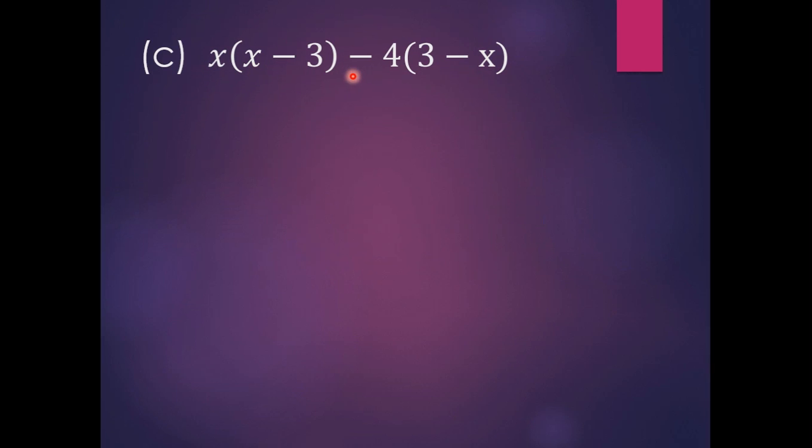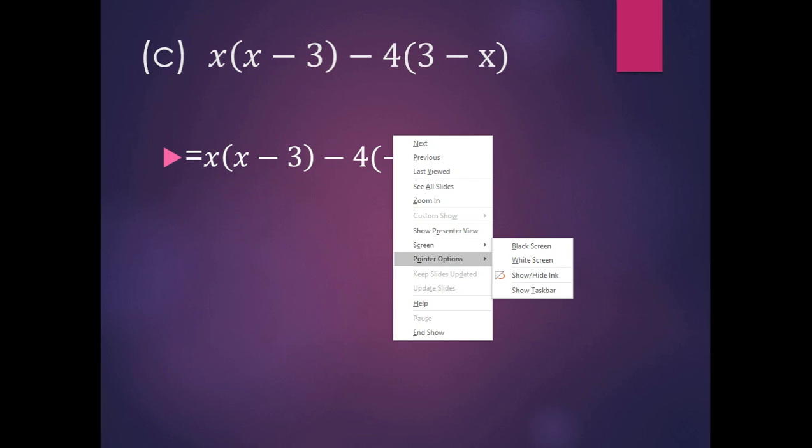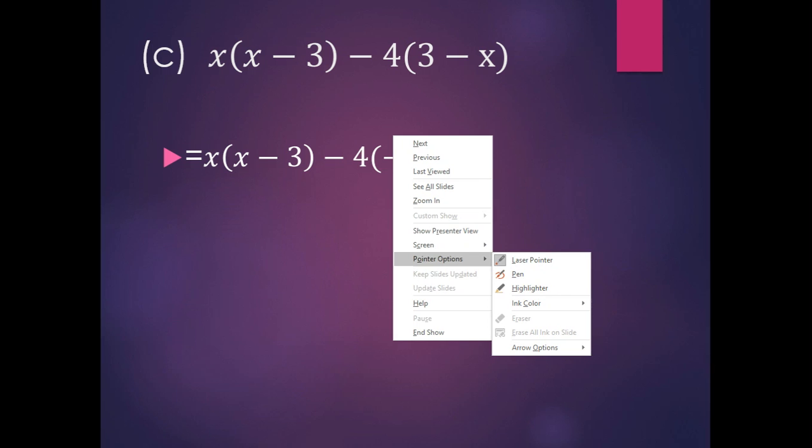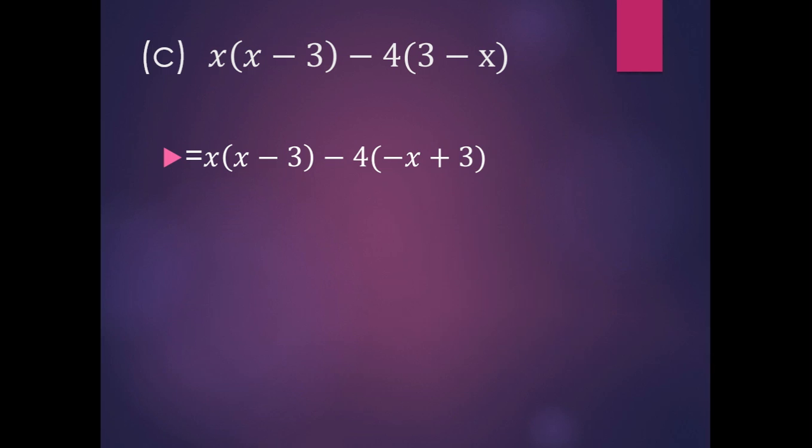So now we have the next question: x times x minus 3 minus 4 times 3 minus x. Here is x minus 3, but there is no x minus 3 here. So to take out x minus 3 as common, here also must be x minus 3. For that we write this minus x first, and 3 has no sign before it, meaning plus sign. So here minus 4, we write minus x here, and this plus 3 here.